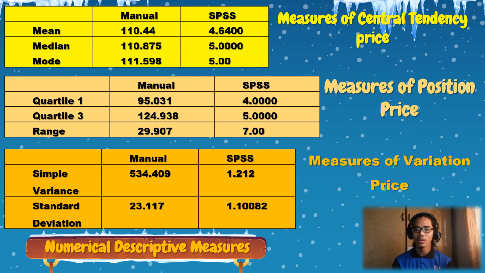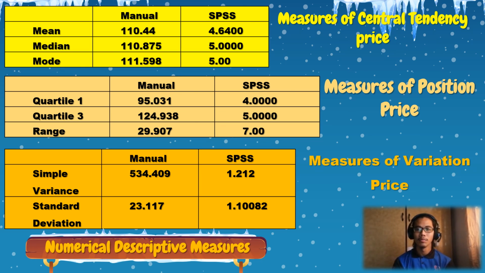Namely, the value of quartile 1 is 95.031, the value of quartile 3 is 124.938, and the range value is 29.907. The results show a difference because of an error in the SPSS system analyzing the data separately, where the data class interval is too large.